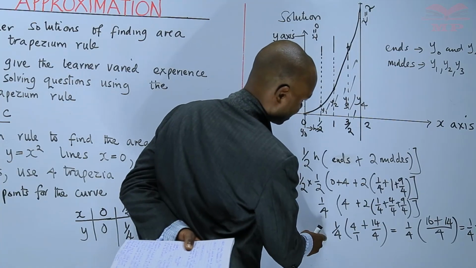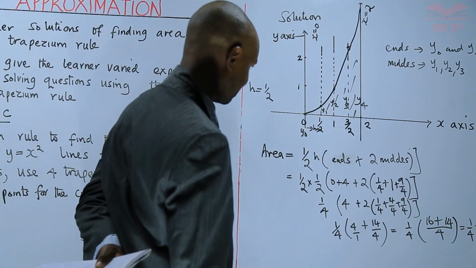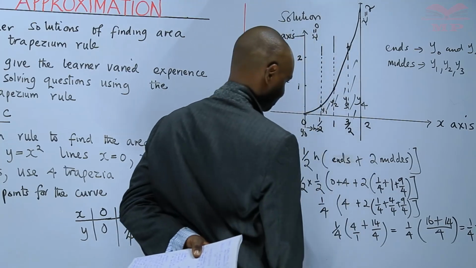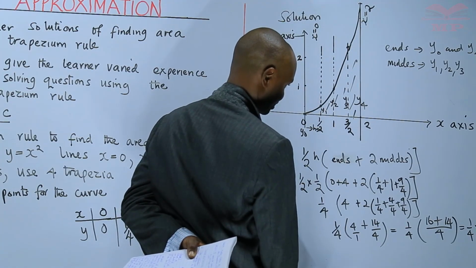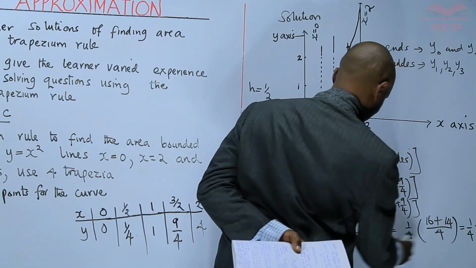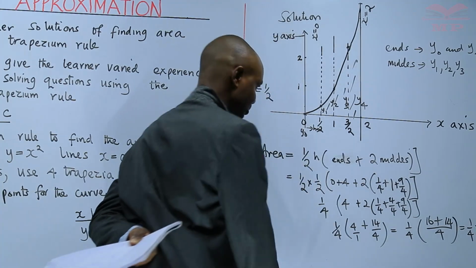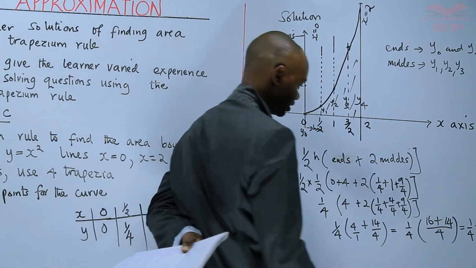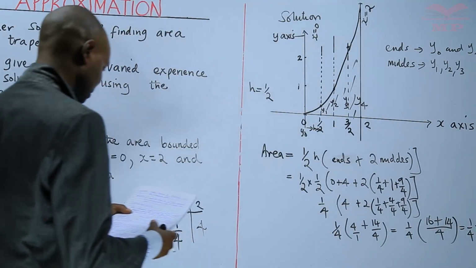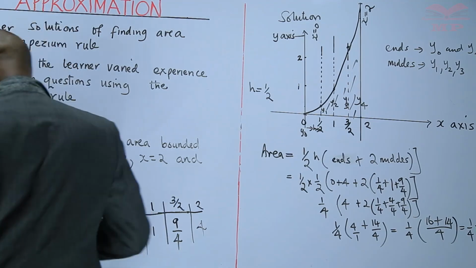Here we had 4 over 1. There is something we've forgotten somewhere. Here we got 14 over 4. Let's see. 4 divided by 4, 4. 4 times 4, 16. So it's a quarter times 13 over 4. Let's just check our working again from here.